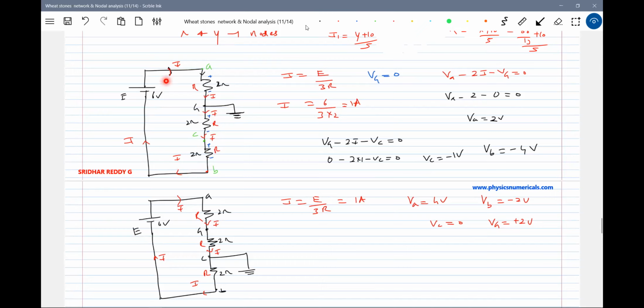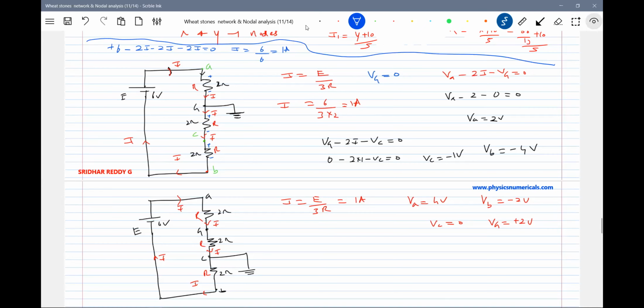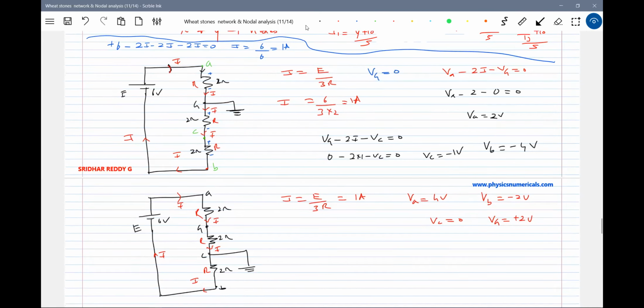Let me apply the KVL. Plus 6 minus 2i minus 2i minus 2i equals 0. So what is I equal to? 6 by 6, 1 ampere. That is what is written here: I equals E by 3R.